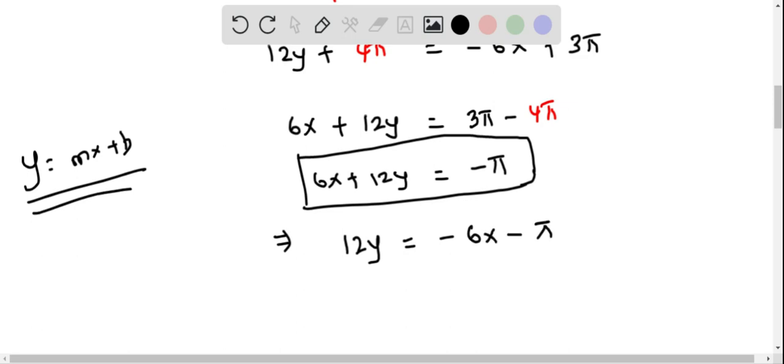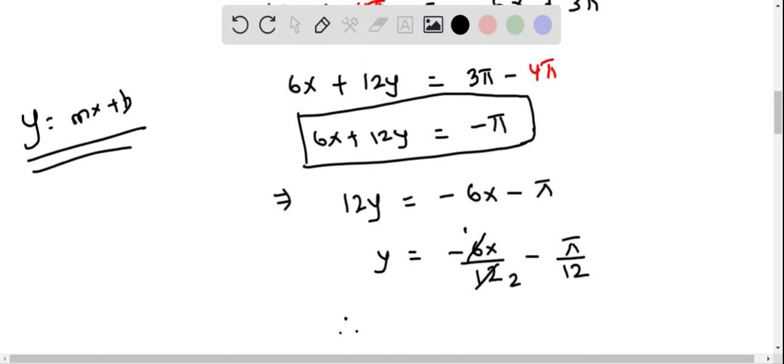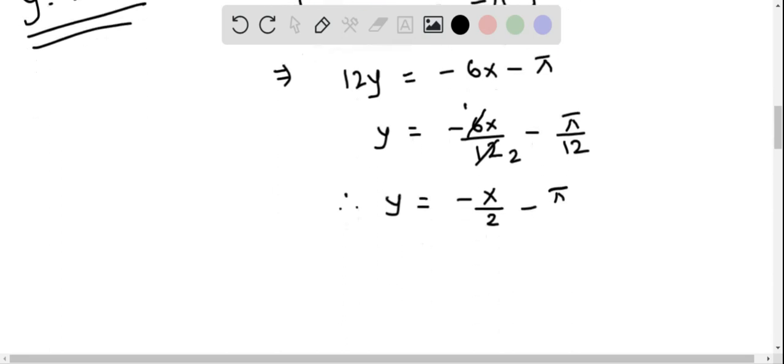Now I have to divide both sides by 12. So y equals negative 6x divided by 12 minus pi by 12. So these two will get cancelled, that is, this goes 2 times. So basically, you can say that y equals negative x over 2 minus pi by 12. So this is the equation of the tangent line.